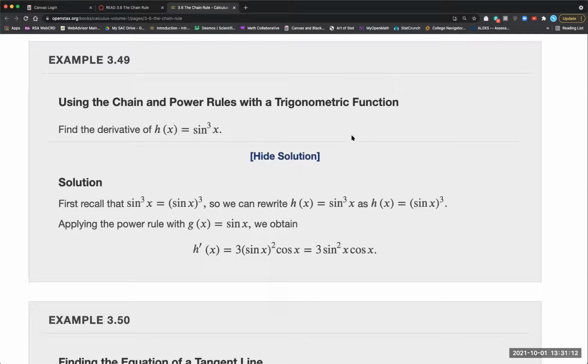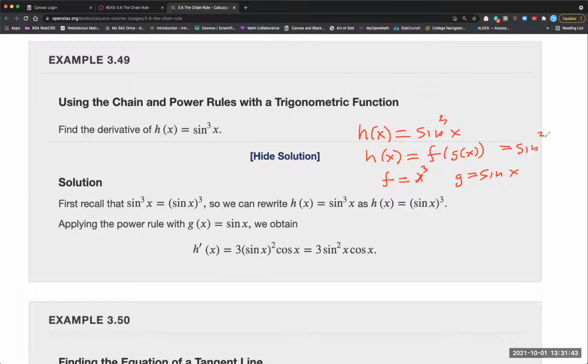So if you look here, this is again how I see it, right? You have sine cubed x like that. What you have though is h of x equals f of g of x, and you have to identify what your f and g are. In this case, your f is x cubed, your g is sine x. So when you plug g into f, you get what? You get sine cubed x. And so that's what we're playing with here as we start to think about the chain rule. You start to identify functions inside of functions here.